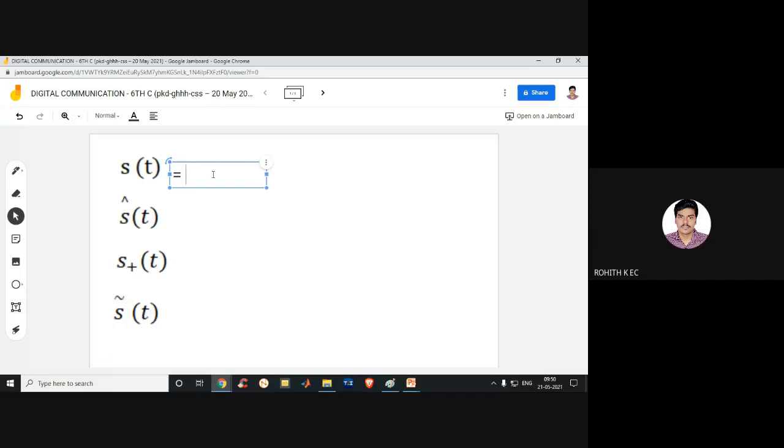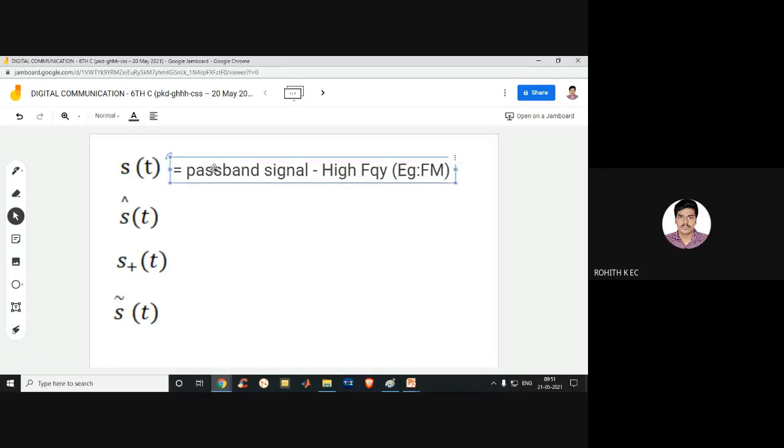It is a passband signal. Very good. Manohar, Deeksha, Arjun, Divyashri, Bhuvana, very good. So it is a passband signal. When I say passband signal, what am I referring to? I'm referring to a high frequency signal, isn't it? I'm referring to a high frequency signal, for example FM. Okay, right. That's about S of T.